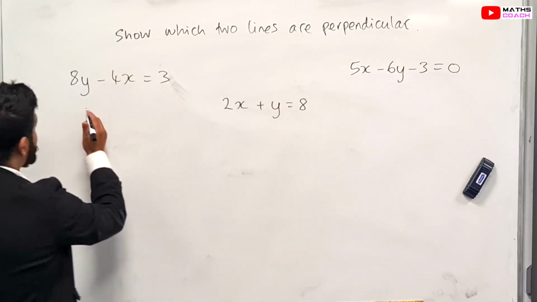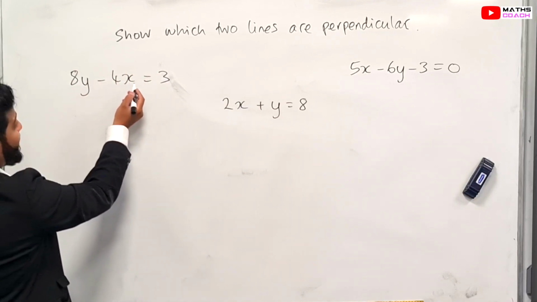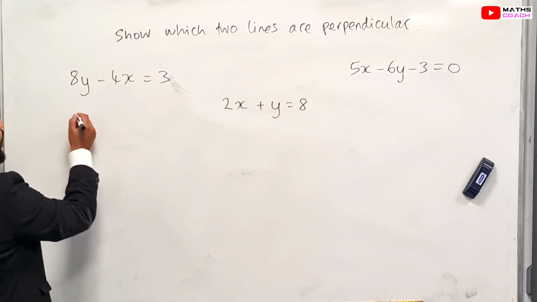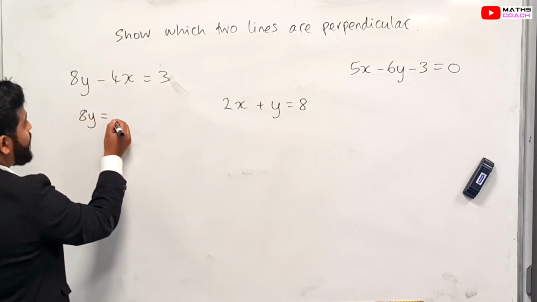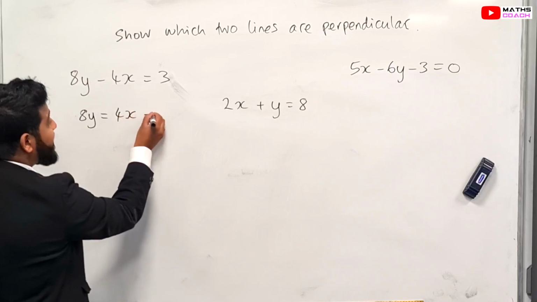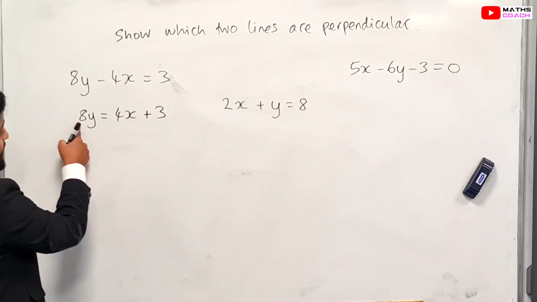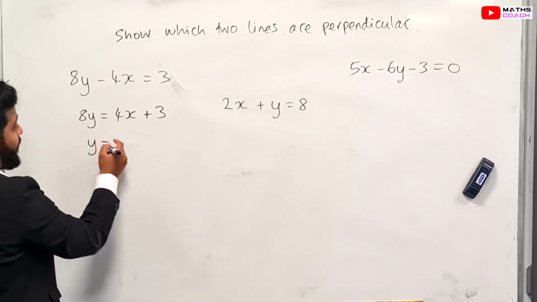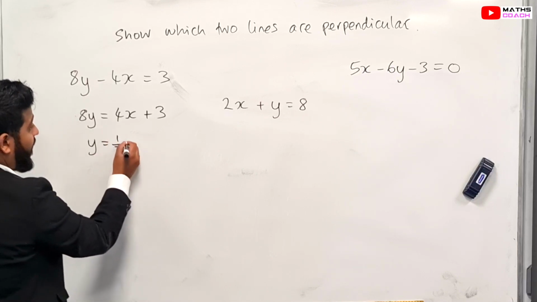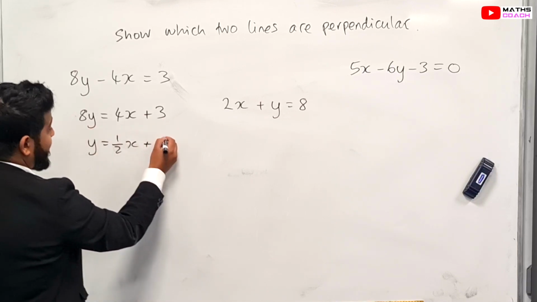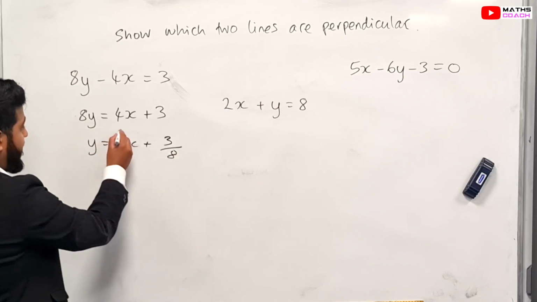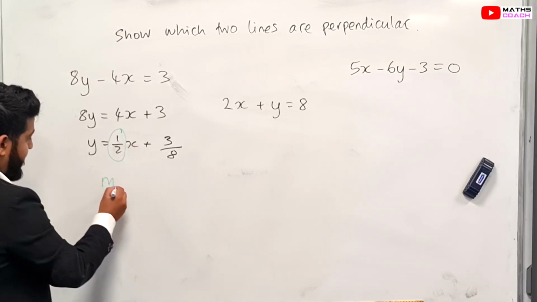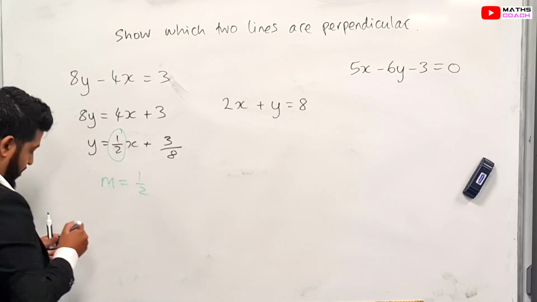Starting with this one, we've got 8y minus 4x is equal to 3. I want to have y on its own, so I'm going to take the 4x to the other side. So I get 8y is equal to positive 4x plus 3. Therefore, I'm going to be dividing by the 8 now. So 4 over 8 is a half, so half x, and 3 over 8 remains as 3 over 8. So the gradient of this one is a half. Let's write this down: m is equal to a half.